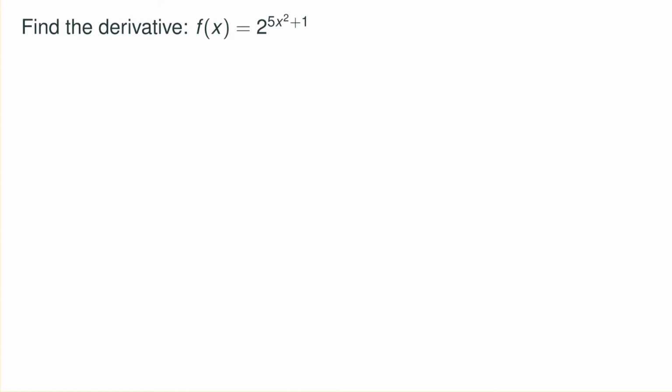Find the derivative of 2 raised to 5x squared plus 1. So this is the exponential function with base 2. So we do have to remember the derivative of a number a raised to x is a to the x times ln of a. But here we don't have just x, we actually have 5x squared plus 1. So we have to use chain rule.